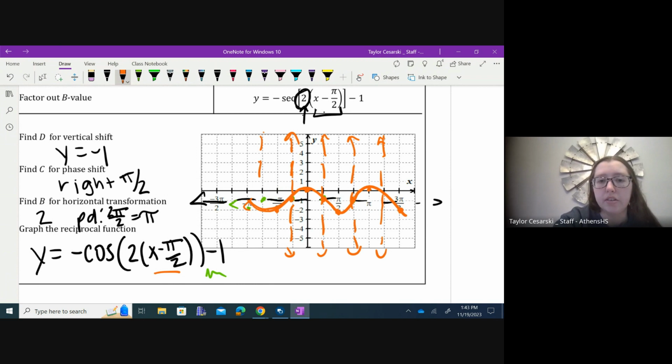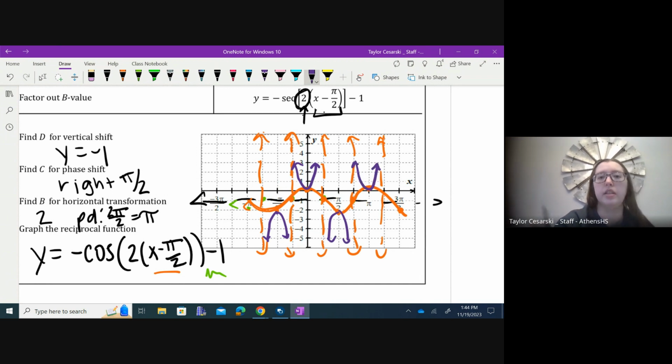And I highly doubt that they will ask you to graph something like this on the AP exam, nor will I on your test, but this is very possibly a multiple choice question of being able to see the transformations. So then the last step is to draw in your little baby parabolas. And you can see it will look something like this. So big ideas: identify your transformations, graph the parent function, do any phase shifts, and then the reciprocal of that, draw in your asymptotes first, and then draw in your parabolas from there.